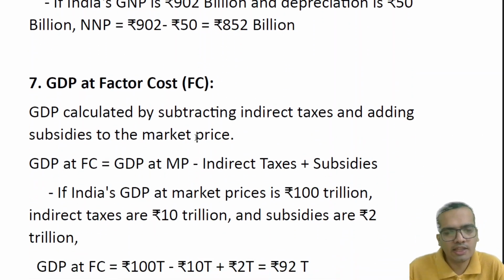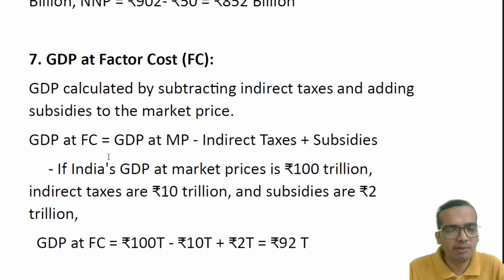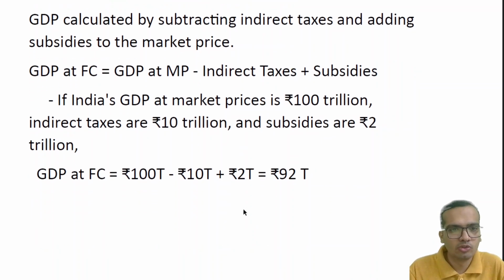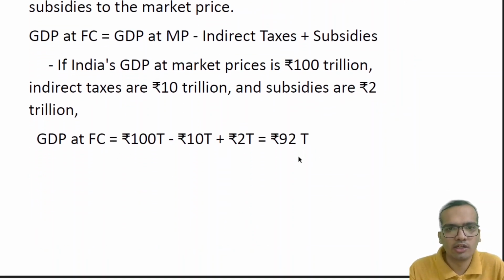Then comes another concept, GDP at FC, that is GDP at factor cost. It is calculated by subtracting indirect taxes, which in India is GST, that is indirectly levied, and adding subsidies to the market price. So GDP at FC will be GDP at market price less indirect taxes plus subsidies. If India's GDP at market price is 100 trillion, indirect taxes are 10 trillion and subsidies are 2 trillion, GDP at FC would be 92 trillion.